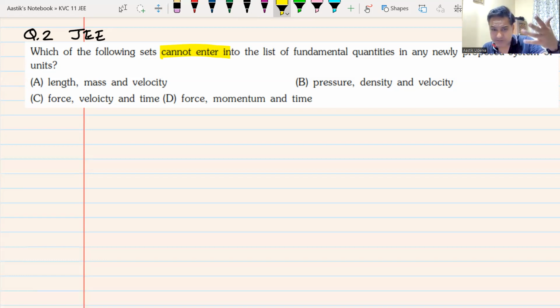Which is possible? If you can do it that way, tell me which is possible. Then obviously the other answers are which is not possible. Which system is possible? Now remember, you'll have to apply whatever you have learned in the entire class. Remember, I told you about what are the things that you must care about when we make a new system. So which system is possible? Option A, is it possible to have length, mass and velocity as your fundamental system? Yes or no?